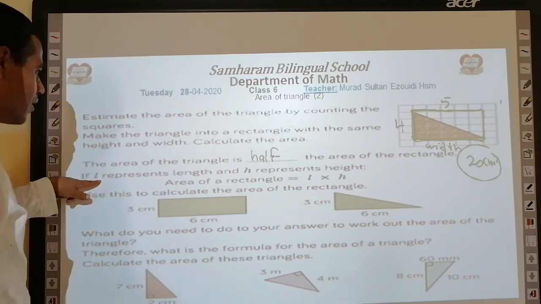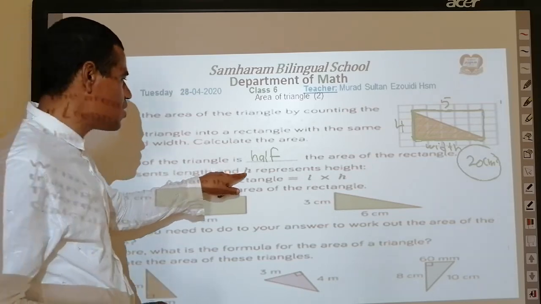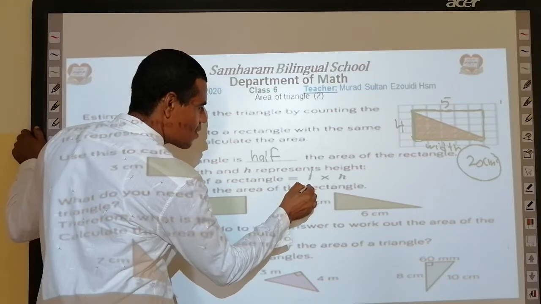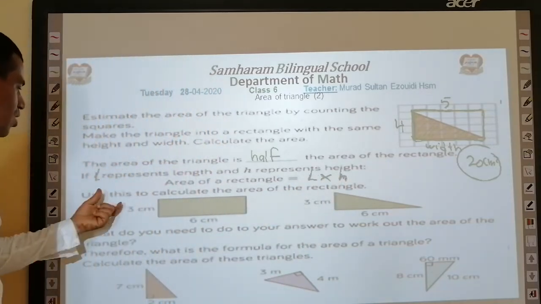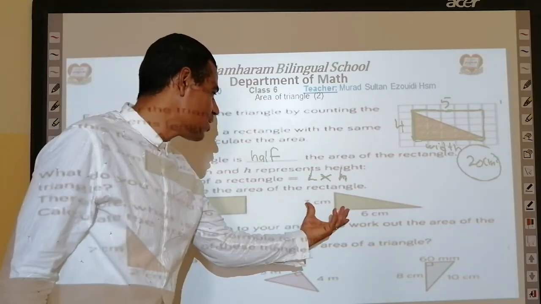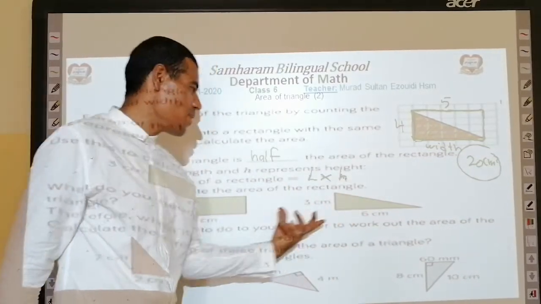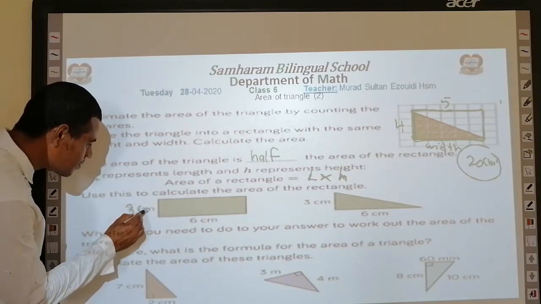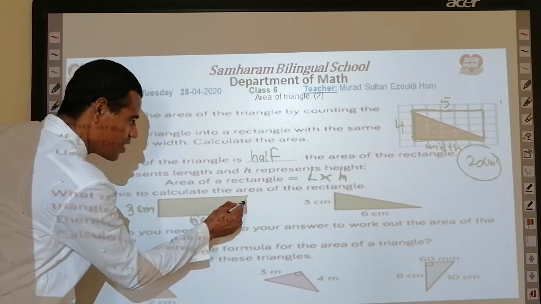If L represents the length and H represents the height, so area of rectangle is length multiplied by the height, isn't it? You use this to calculate the area of the rectangle. This is the area of the rectangle, and this is the triangle, and this is a rectangle. This is, my learners, 3 centimeters. This is 6 centimeters. You can see that it is a rectangle, in fact, isn't it?